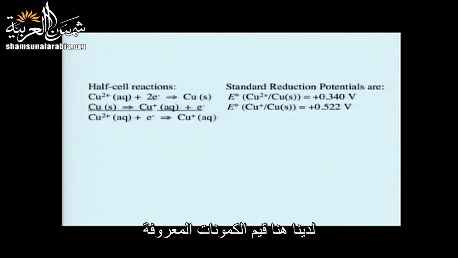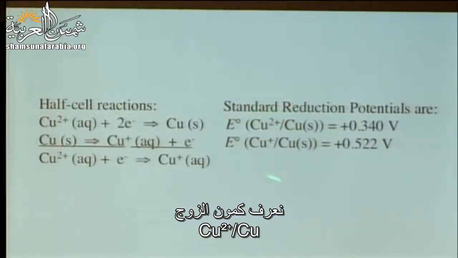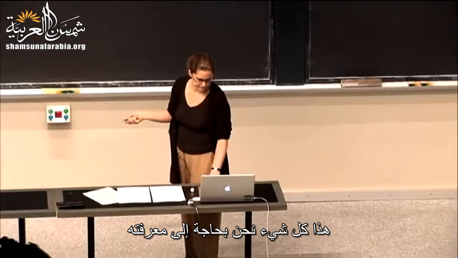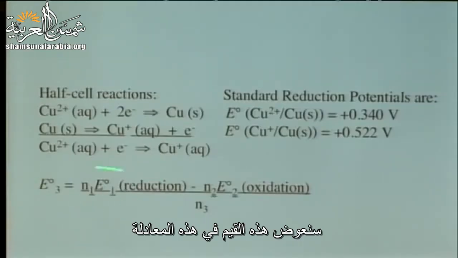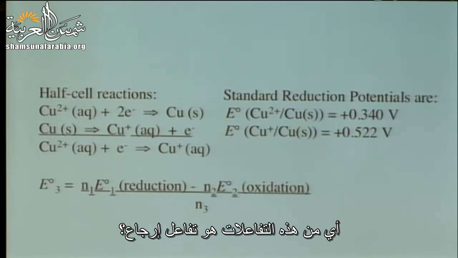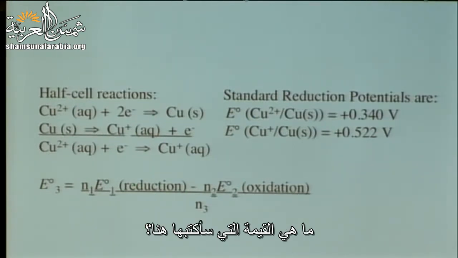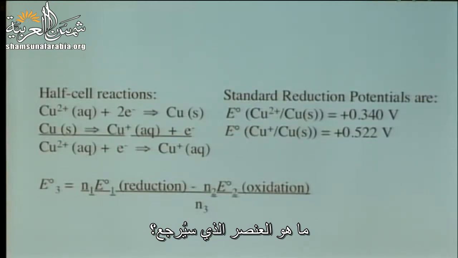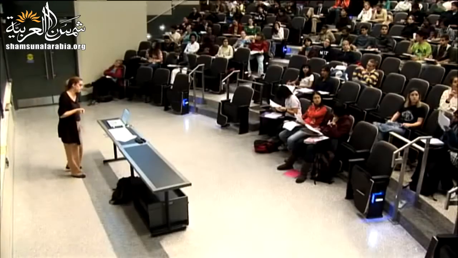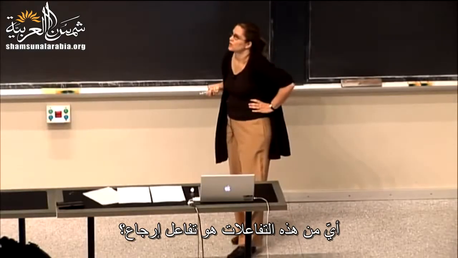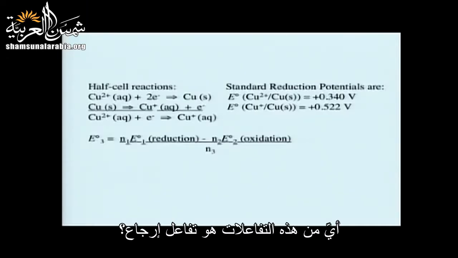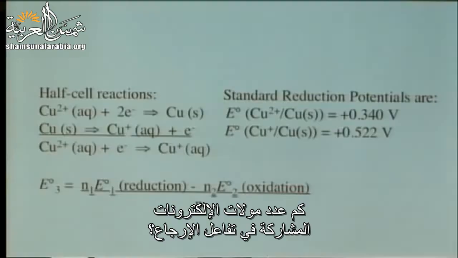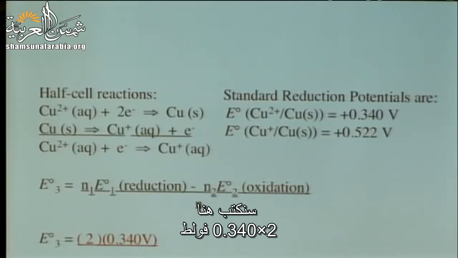So here we have the known values. We know the couple for copper 2 to copper 0. We know the couple for copper 1 to copper solid. And this is what we want to know. So we can use this equation. Which of these reactions is the reduction? What value am I going to put in here? Which of these is a reduction reaction? And how many moles of electrons are involved? Yeah. So we put in 2 times 0.340 volts.